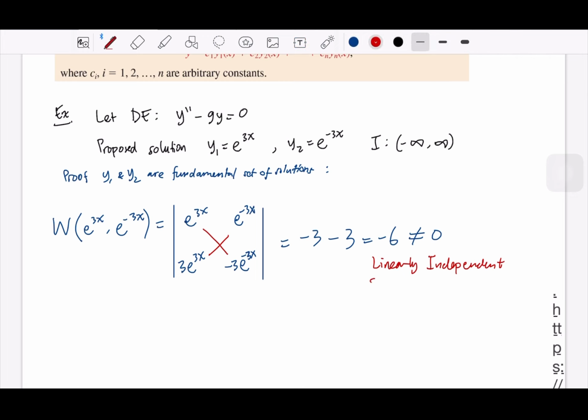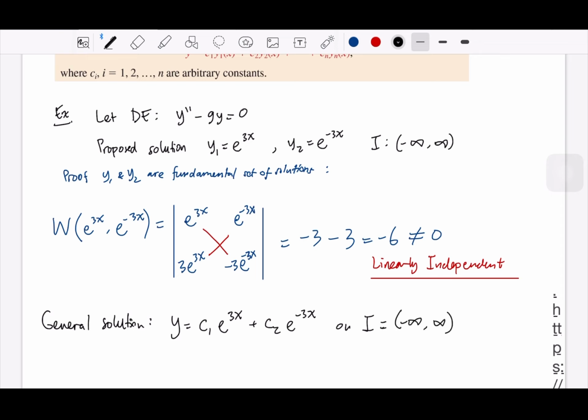Okay, linearly independent. So y1 and y2 form a fundamental set of solutions. So the general solution, we could write y equals c1 e to the power of 3x plus c2 e to the power of negative 3x. General solution on interval I, or we could write the interval: it's for all x.